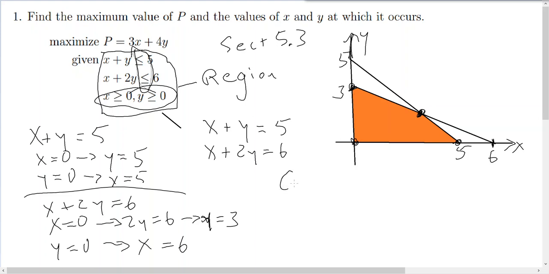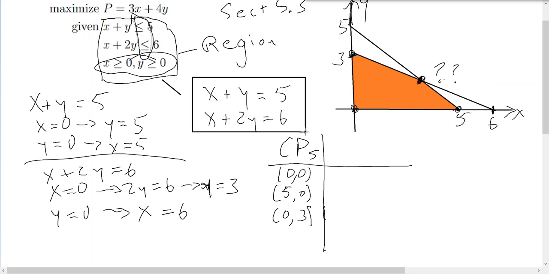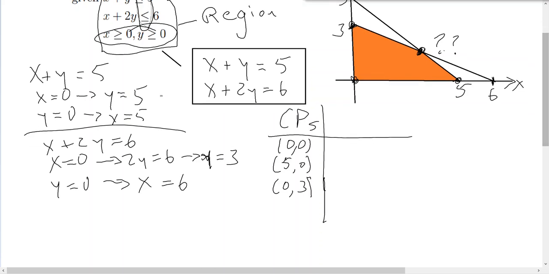3 of them are pretty obvious. So the origin, 5, 0, 0, 3, and then this one. What is this one? Well, to find that, you need to solve the system. What system? This system, right here. So let's go ahead and solve that system down here and make some space for it.